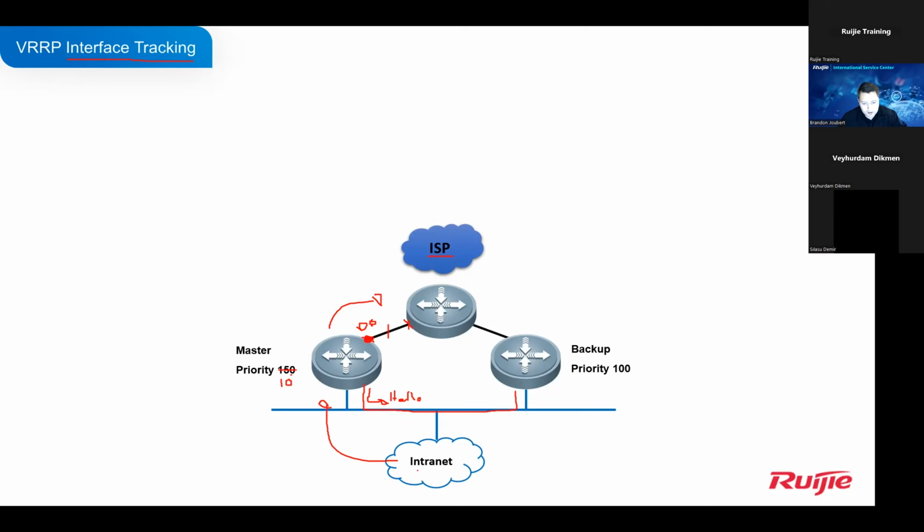So in this scenario, all the traffic flows in this direction, and this link is now disabled. Your priority will change to 10, meaning you will become the backup router, and the backup router will become the master router. And now that the backup router is the master router, your traffic will be flowing in this direction, and this link is still okay. So that is all good. You will continue to communicate with your ISP.